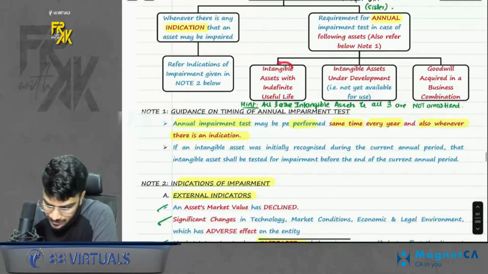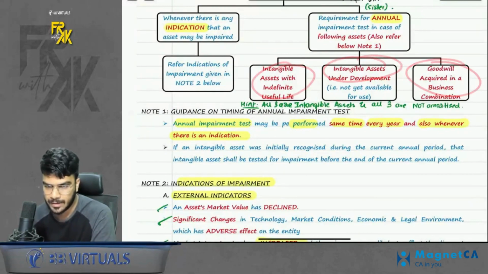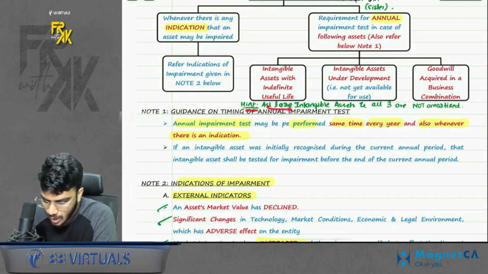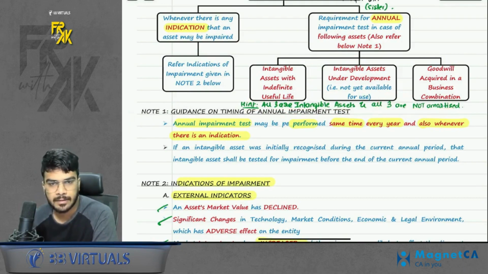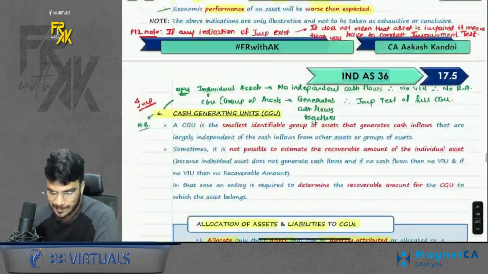Acha sir, how do we remember these 3 assets for annual impairment test? Simple. The simple hint is all 3 are intangible assets and all 3 are not amortized. Very simple. Is this clear to everyone? Yes, sir. Okay, let's proceed further.